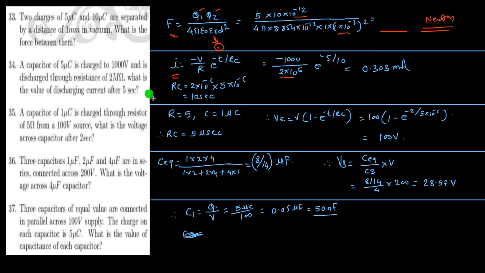And what is the RC time constant? The RC time constant is 2 mega ohm into 5 microfarad, which is 10 seconds. So e raised to minus 5 by 10. So it gives you 0.303 milliampere.